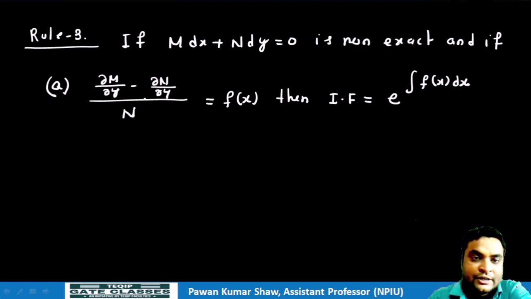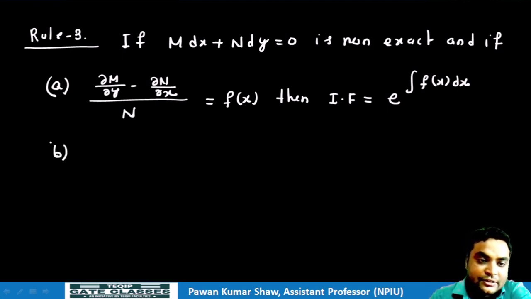If the equation is non-exact and you calculate this quantity, del M by del y minus del N by del x, divided by N, and if this is a function of the variable x only, then in that case the integrating factor will be this.